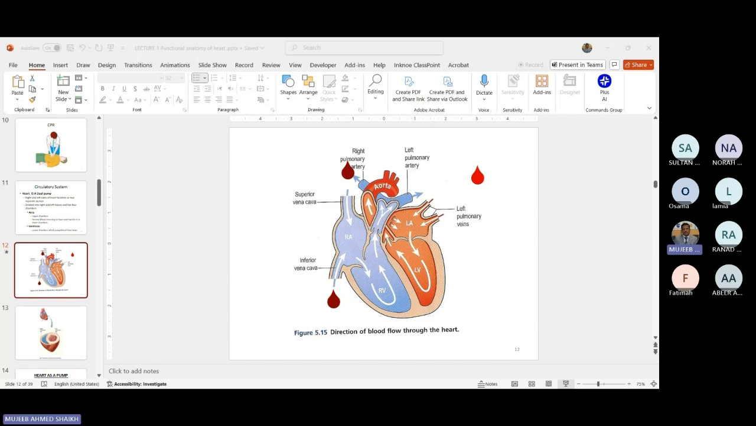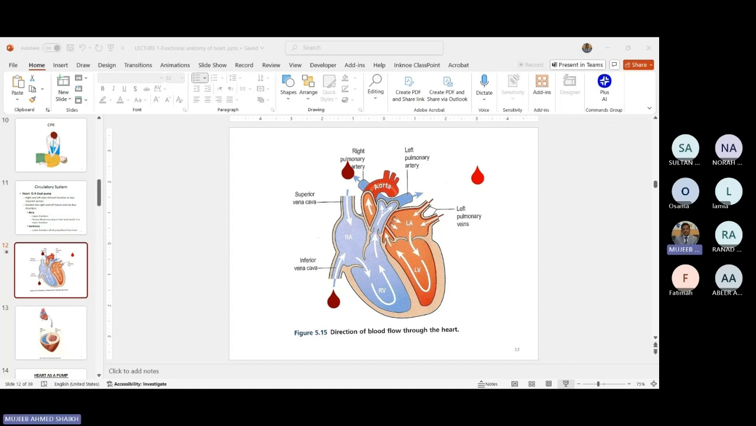Similarly, on the left side, you will see the left atrium, and the one down here is the left ventricle. Blood will move from the left atrium to the left ventricle, and not vice versa. It will not go from the ventricle to the atrium because it is guarded again by the AV valve, that is the atrioventricular valve, and it is left sided. Another name for the left AV valve is the mitral valve.